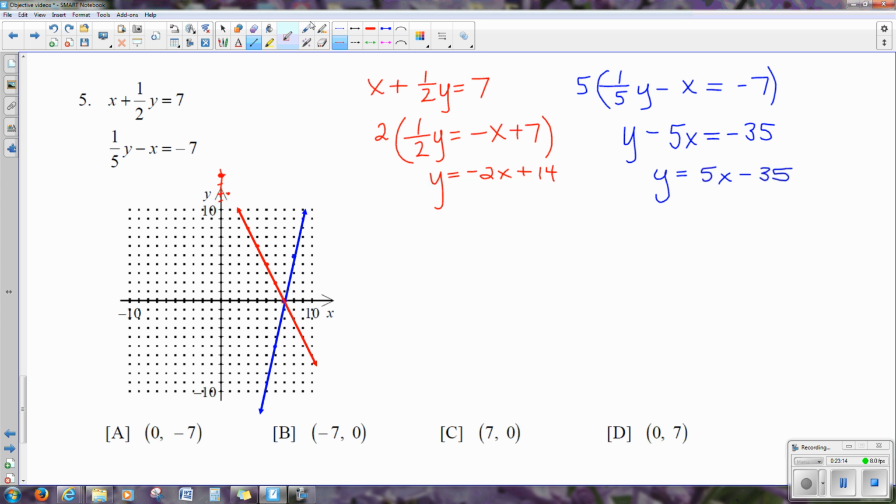And here you go. There's the graph of our two lines, and we can see that they intersect right here at the x-intercept of 7, because the x value is 7 and the y value is 0. So 7, 0, we're going to choose C. It's a little bit different method. Remember, if the y-intercepts aren't working out for you, they really weren't easy to graph, then we could go ahead and find the x-intercepts instead. All right, hope that helped.